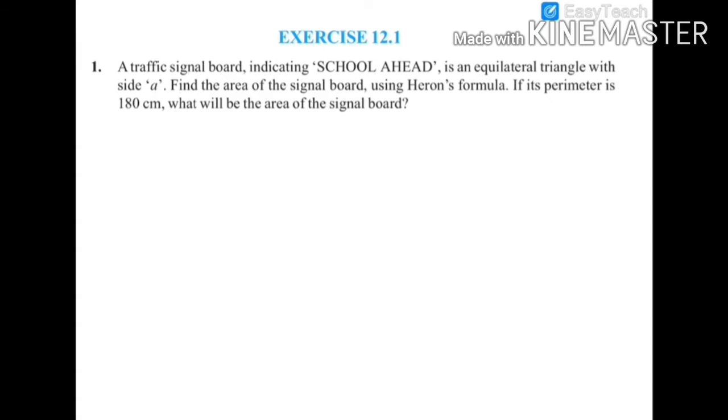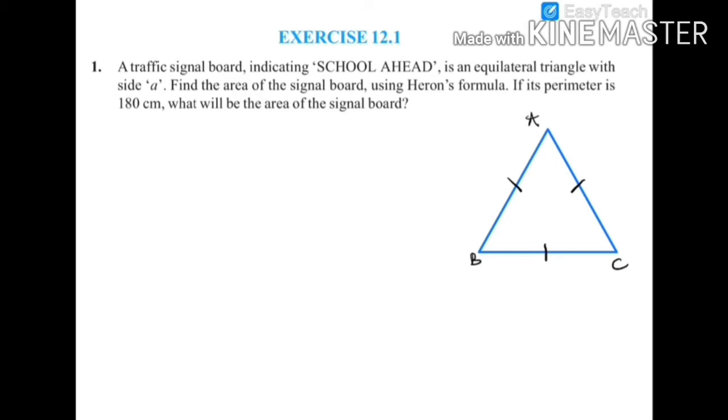Question number 1. A traffic signal board indicating school ahead is an equilateral triangle with side A. So let's say this is that signal, which is in the shape of equilateral triangle and all three sides are equal and each side is A. Find the area of signal board using Heron's formula.